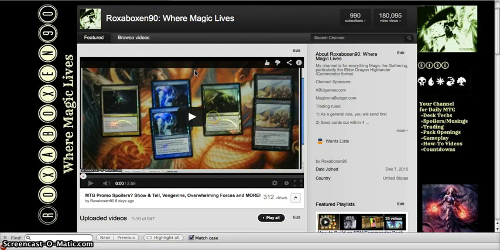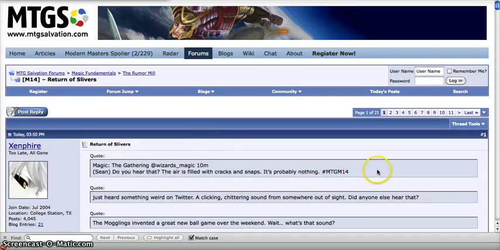So I know we've had a little bit of a drought on them recently because of all the Dragon's Maze hubbub, but now we have some more from M14. And today we found out that there be Slivers here.